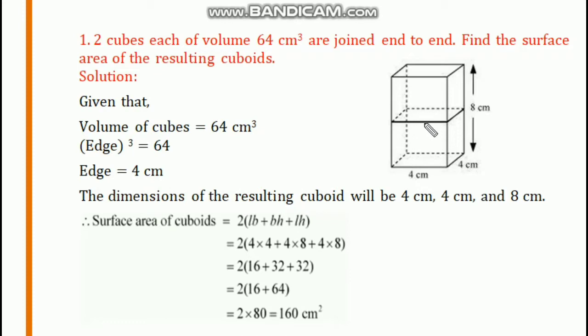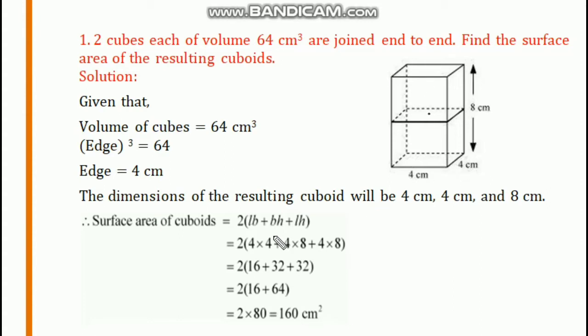Actually, here we joined two cubes, so finally we got a cuboid. We already know that the length of the cube is 4 centimeter, and the breadth is also 4 centimeter, but the height is 8 centimeter. Why? Because we joined two cubes. So now we got a cuboid shape, and we know its dimensions: length 4 centimeter, breadth 4 centimeter, height 8 centimeter.